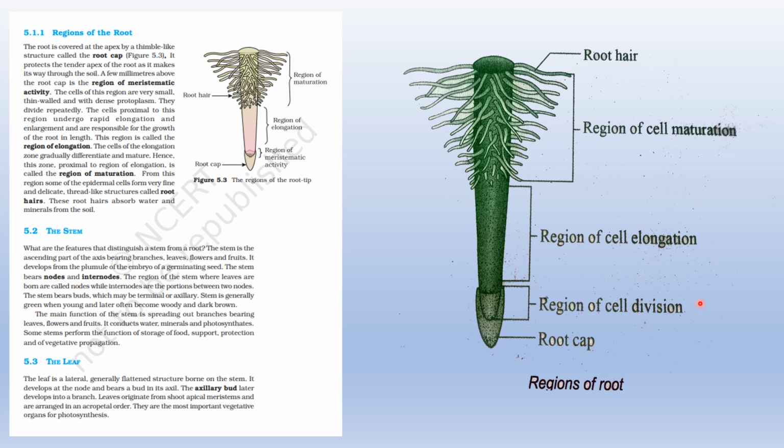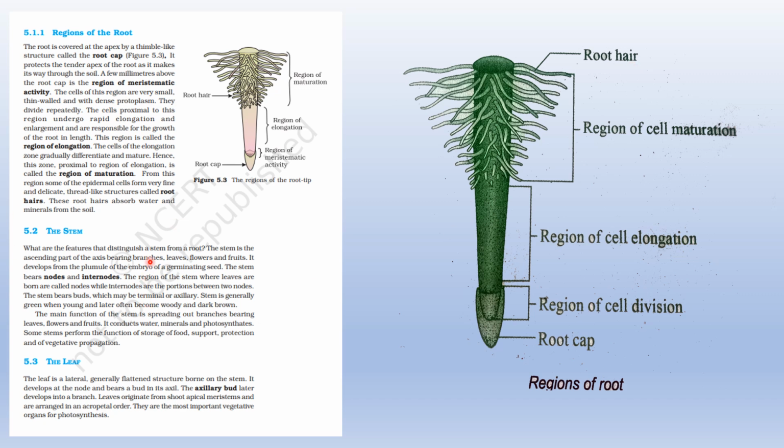The region of cell division, or meristematic region, is the region in which the cells are small and thin-walled, and they undergo continuous divisions and form a number of cells. These cells formed in the region of meristematic activity get elongated in the region of cell elongation. Later, these cells get matured, and this region is termed the region of cell maturation. So the region of maturation is the region in which the cells formed by cell division become mature. Now at the end we can see the root hairs for absorption.